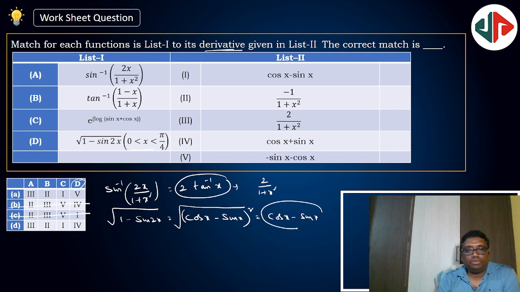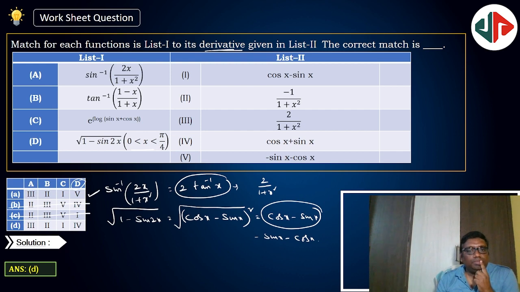And what is its derivative? Derivative is nothing but minus sin x minus cos x only. So which option is there for D? Option 5. So your option is sin 2x. 0 to pi by 4, cos is greater than sin. So the magnitude of cos x minus sin x, derivative is minus sin x. And that is the option. 0 less than x less than pi by 4 means cos x value is always greater than sin x value. So option A only.